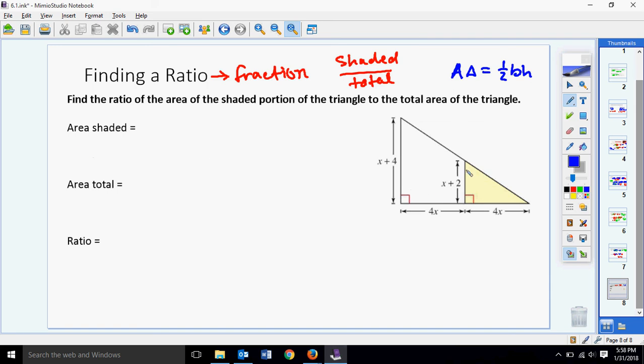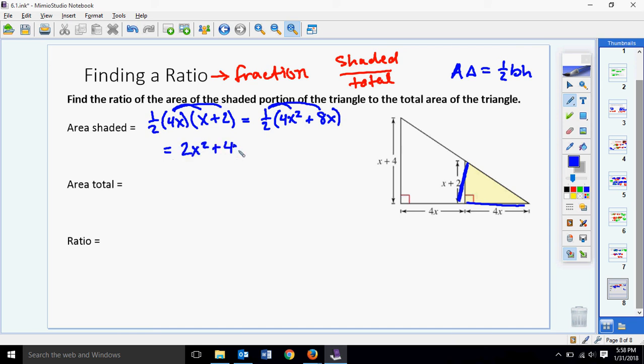So let's look at our shaded triangle. We have 1/2 the base, which is 4x, times the height of this triangle, which is x plus 2. Now I'm going to simplify. I'm going to distribute my 4x. So I have 4x squared plus 8x. Now I'm going to distribute my 1/2, and I'll get 2x squared plus 4x. That's the area of the shaded triangle.